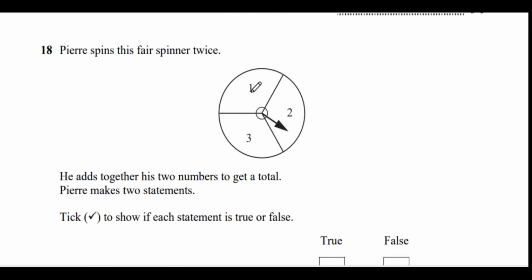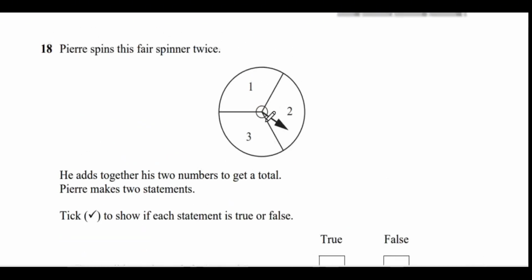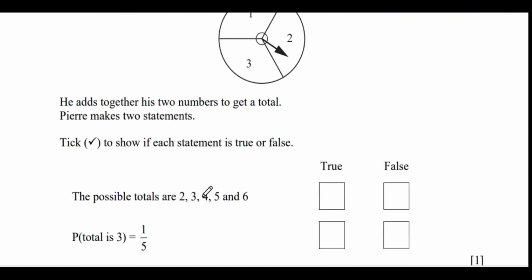Can we get 2? Yes, 1 will give us 2. Can we get 3? Yes, 2 will give us 3. Can we get 4? Yes, 2 can give us 4. Can we get 5? Yes, 3 will give us 5. Can we get 6? Yes, 3 can give us 6. So that first statement is correct.